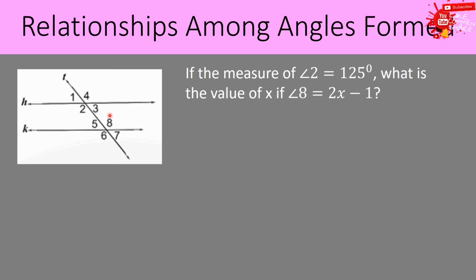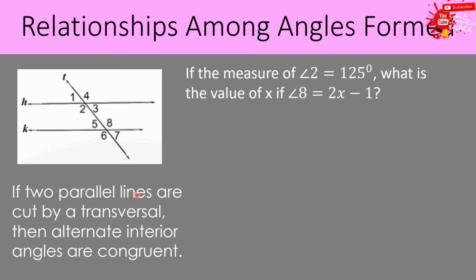So, we have angle 2 and angle 8. What is the relationship between angle 2 and angle 8? If two parallel lines are cut by a transversal, then alternate interior angles are congruent. So, angle 2 and angle 8 are alternate interior angles, and they are congruent. In symbol, the measure of angle 8 is congruent to the measure of angle 2, meaning the measure of angle 8 is equal to the measure of angle 2.